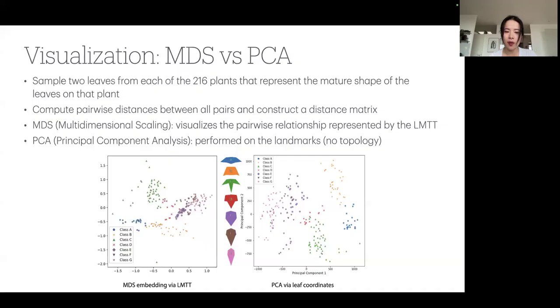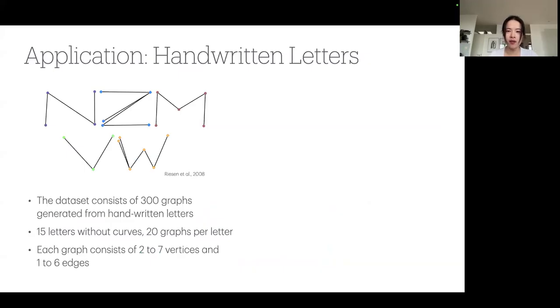So we can see that for classes that are inherently much more different than others, like, for example, classes A through D, they're quite well separated using LMTT, while the classes that are similar to each other are clustered closer together. We also compare that to a PCA analysis that just took the 15 coordinates and see where the two principal components lie. And we do see that LMTT outperforms the PCA in terms of how close the clusters are visualized together.